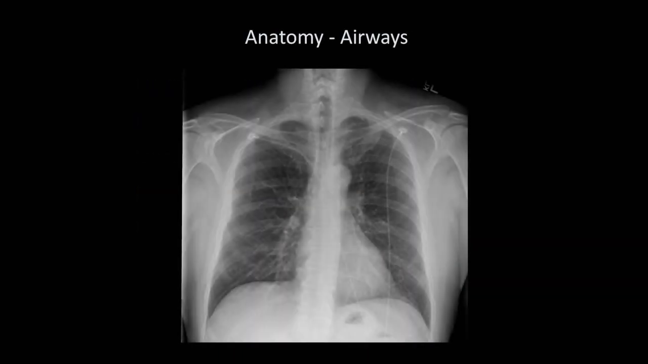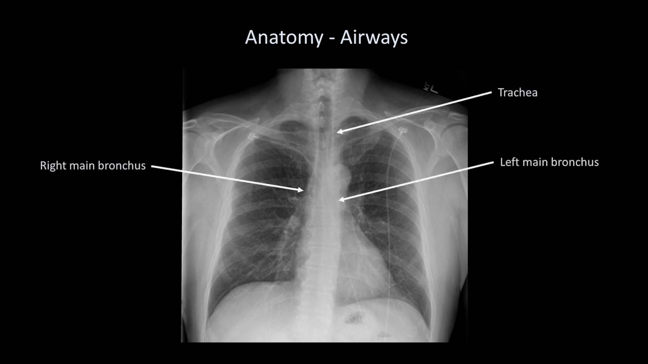A is for the airways. There are 3 anatomic airway structures that are typically visible on a normal x-ray. They are the trachea, which is normally in the midline, and the right and left main bronchus. Remember that the patient's right will be on the left side of the screen. To help you visualize these structures, let me superimpose a drawing of them.